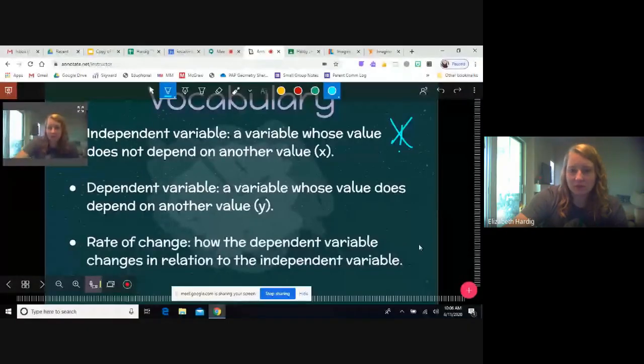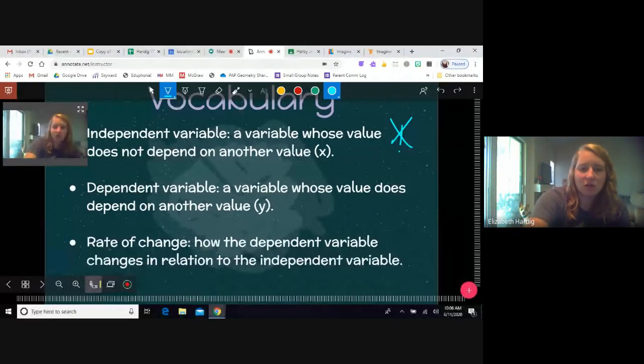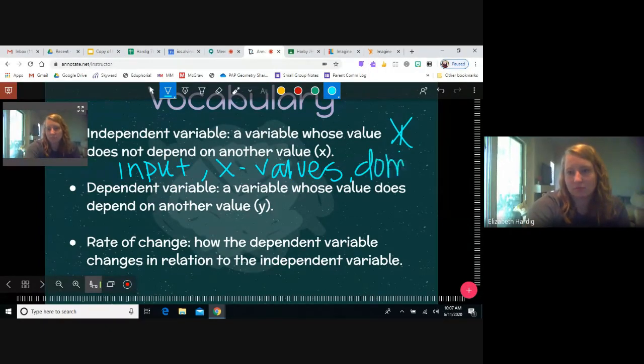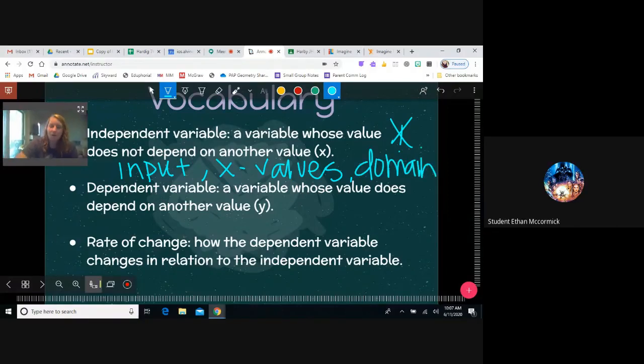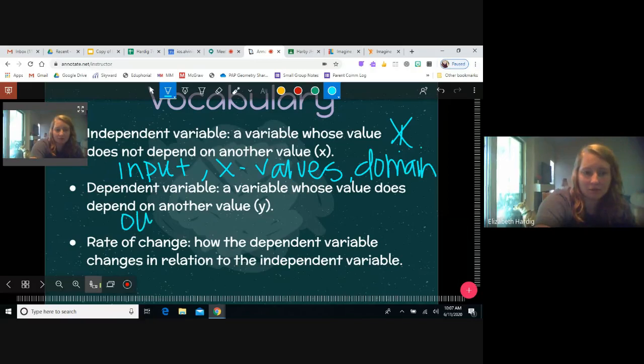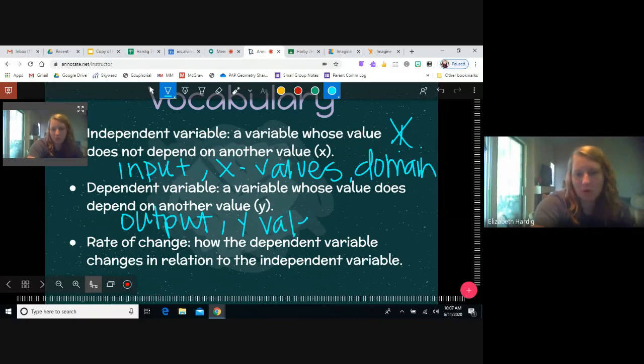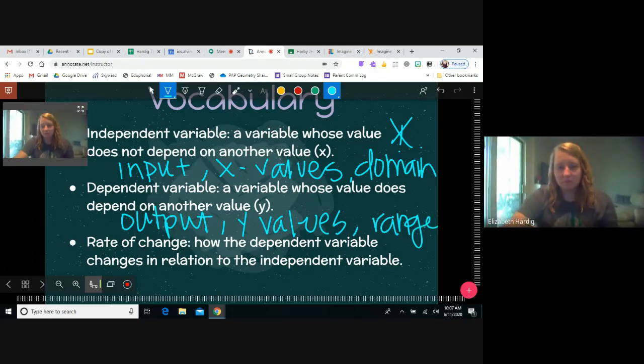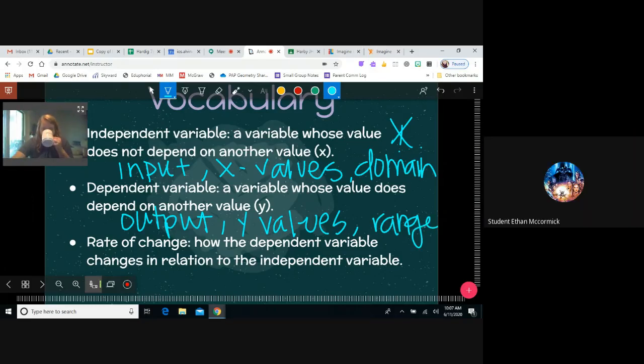Okay. All right. So when we're talking about independent variables, this is also going to be something where we use other words like input. Our input is an independent variable. These are always our x values. And we can also call it domain. Our dependent variables, these are our outputs, which are our y values. And we will call this range. Are these words familiar from 6th grade? Yes, they're very familiar.